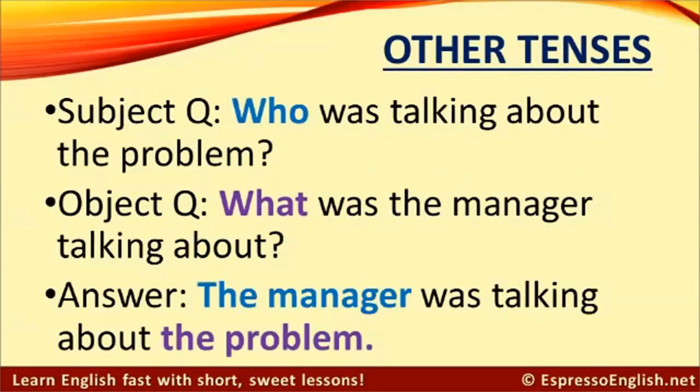Here's an example in the past continuous. The manager was talking about the problem. To make a subject question, we would ask, who was talking about the problem? And to make an object question, we would ask, what was the manager talking about?